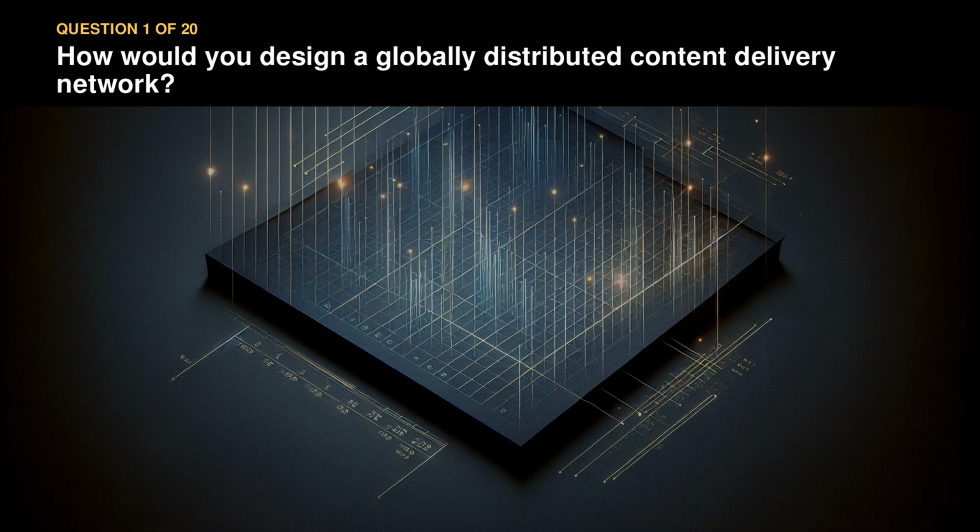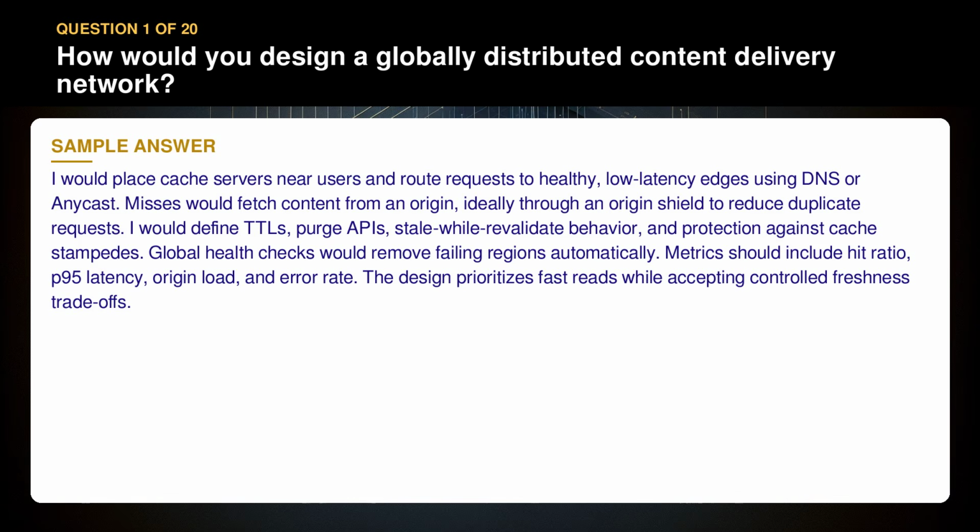Question 1. How would you design a globally distributed content delivery network? I would place cache servers near users and route requests to healthy, low-latency edges using DNS or Anycast. Misses would fetch content from an origin, ideally through an origin shield to reduce duplicate requests. I would define TTLs, purge APIs, stale while revalidate behavior, and protection against cache stampedes.